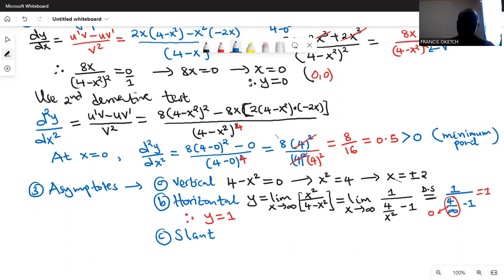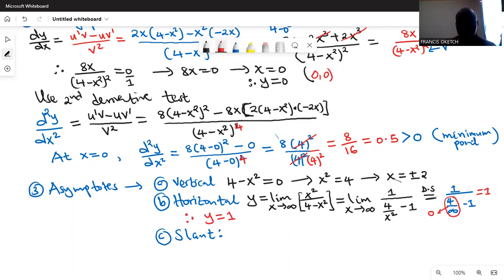And I told you, for you to be able to find this kind of asymptote, you must be able to rewrite your given function in the form of mx plus c plus another rational function via the long division process. So let's see if we can rewrite our function y equals x squared over 4 minus x squared. So using long division, this is what you'll get.